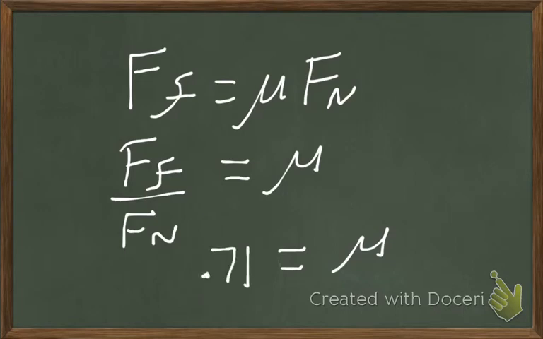Divide those out, and that's our coefficient of friction. So if you notice, we had 50 newtons divided by 70 newtons. That means there are no units left. So our answer is just a pure number, 0.71.